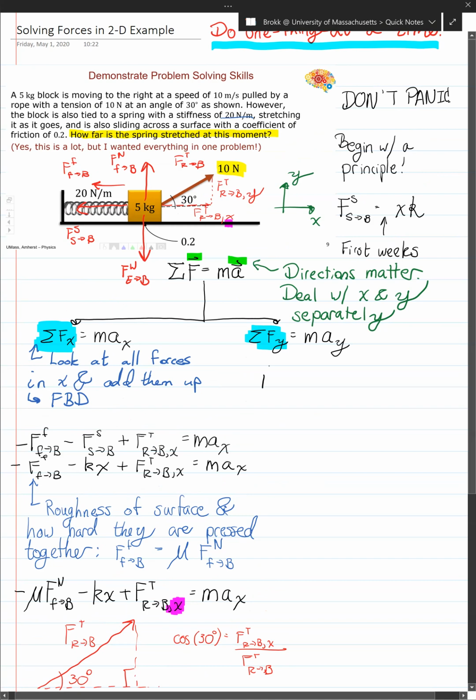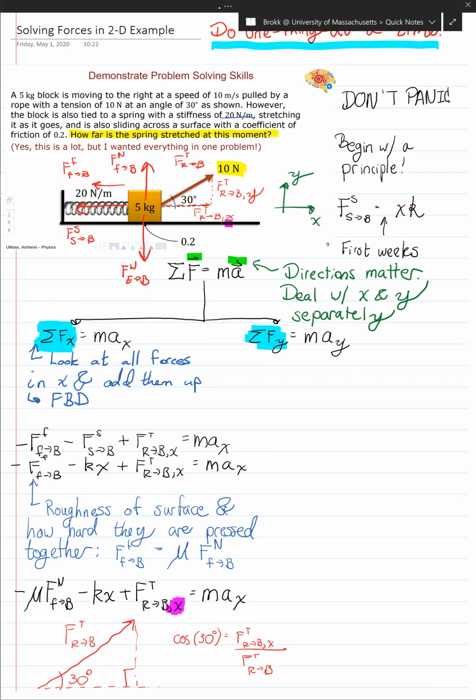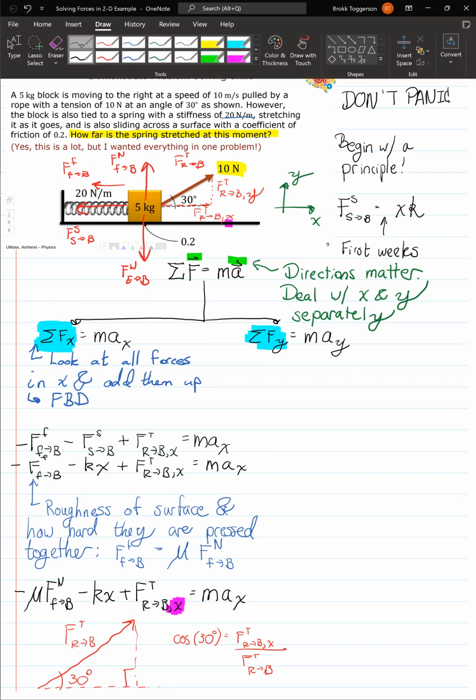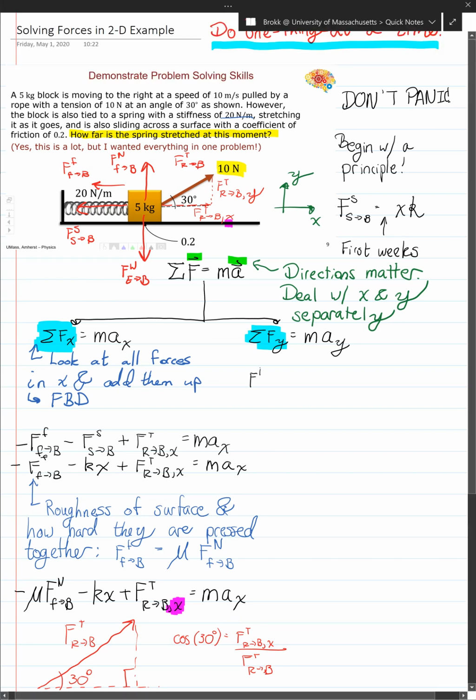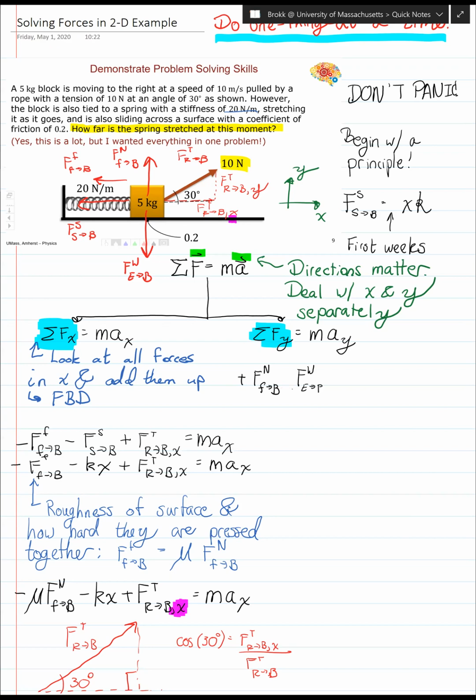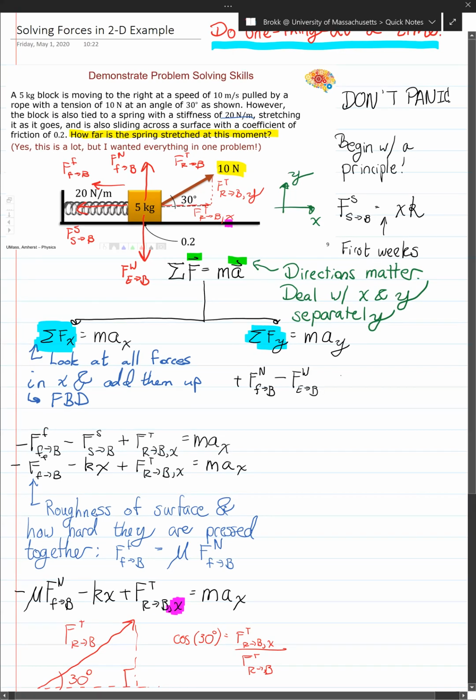We have a normal force from the floor on the block pointing up. We have a weight force from the earth on the block pointing down. And then our tension from our rope on our block has a y part which points up, and that is going to be MAY.